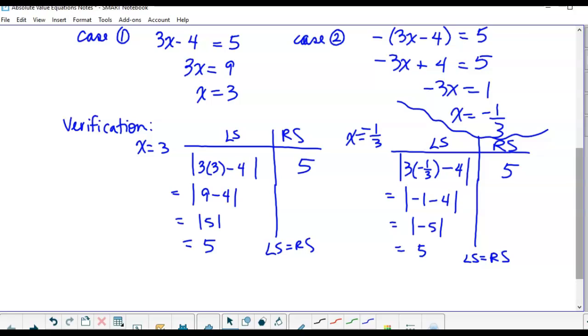Okay, and then I don't keep them separate like that. They both work. So now I put them together. If you don't have the squiggly brackets, I'm okay. But you do have to put them together. So x equals negative 1/3 and 3.